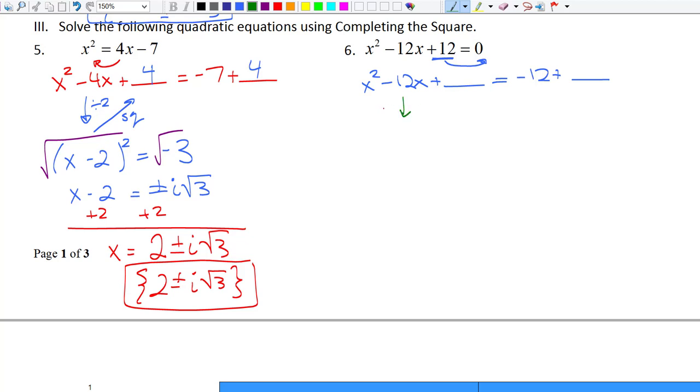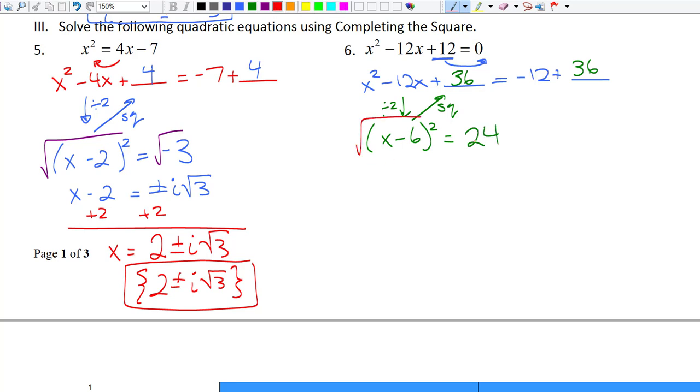My steps are divide by 2 and square. So when I take negative 12 and divide by 2, that's negative 6. Square negative 6, that gets me 36. Now x squared minus 12x plus 36 does truly factor into x minus 6 quantity squared. So I forced that to happen. But by forcing it to happen, I added 36 to the left. To be fair, you've got to add 36 to the right to keep everything even. Negative 12 plus 36 is 24.